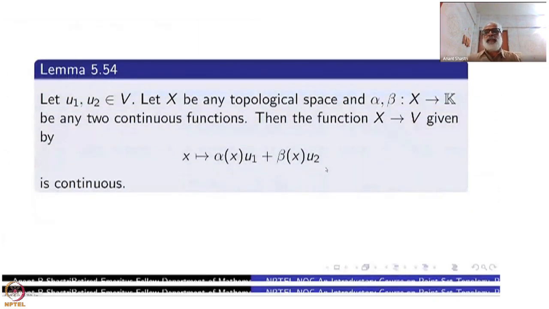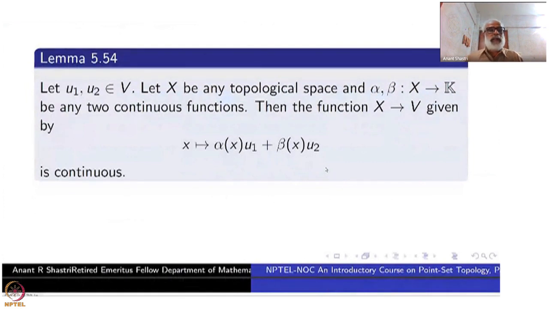Another easy and fundamental result here: take any two vectors. Let X be any topological space and alpha, beta from X to K be any two continuous functions. So alpha and beta are continuous functions into the scalar field K, on which V is a vector space. Then you take the linear combination of alpha(x) times u1, that is a vector inside V, plus beta(x) times u2. It's a linear combination, right?